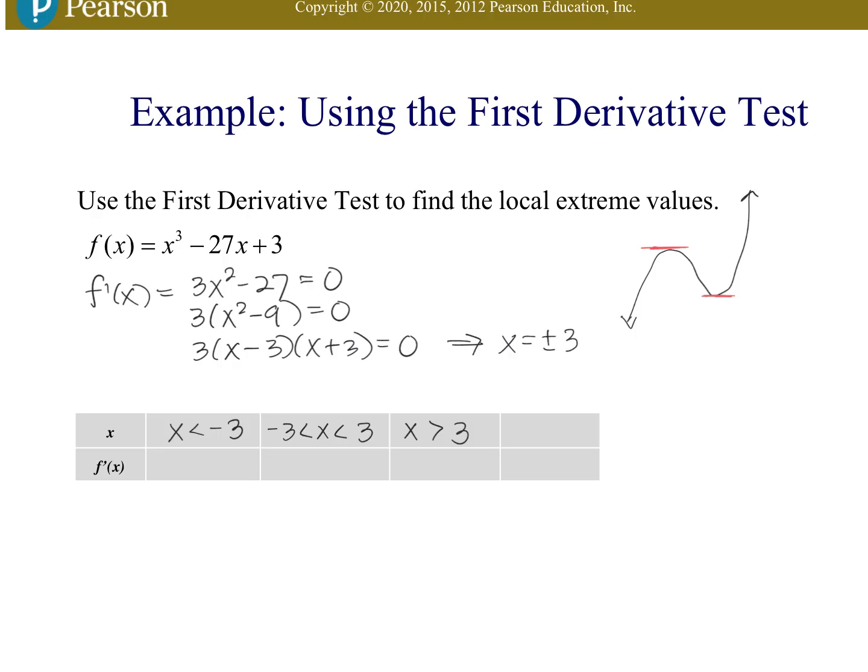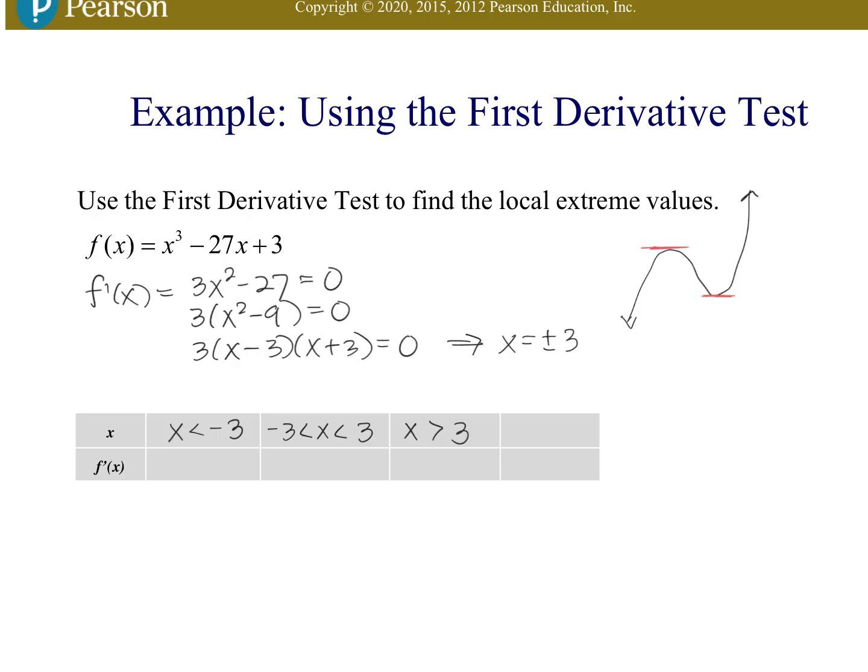So pick a number less than negative 3. Anybody? Negative 5. In the derivative, plug in negative 5. Don't plug it in the original. It's not what I'm doing right now. I'm checking the derivative. So plug negative 5 into the derivative. I don't care what the exact number is. I just want to know if it's going to be a positive number or a negative number. That's all I care about.